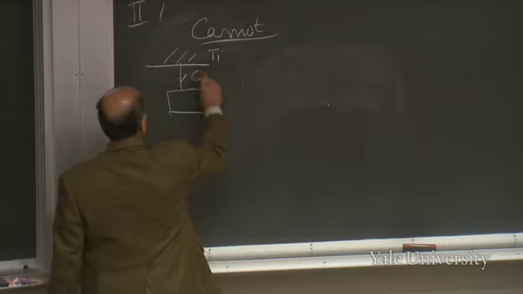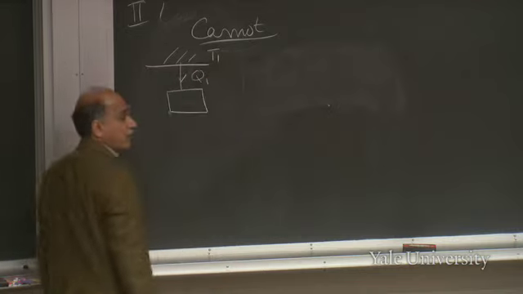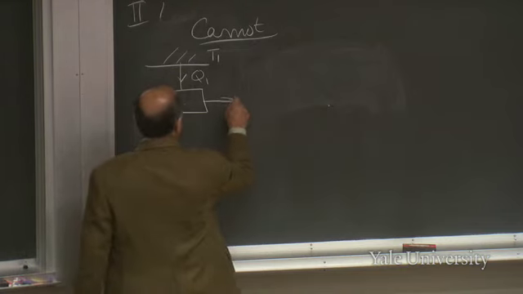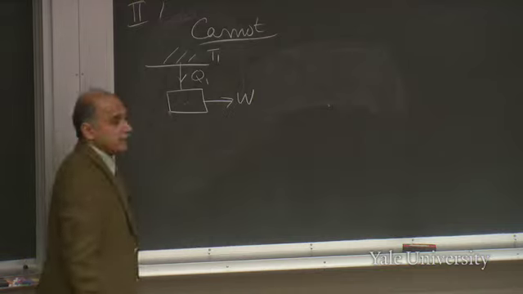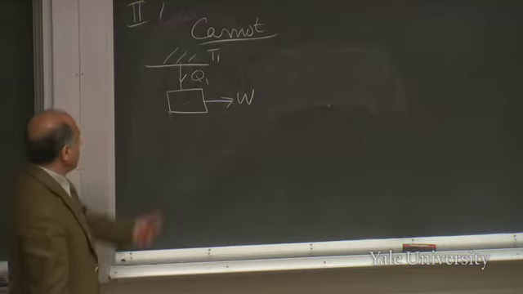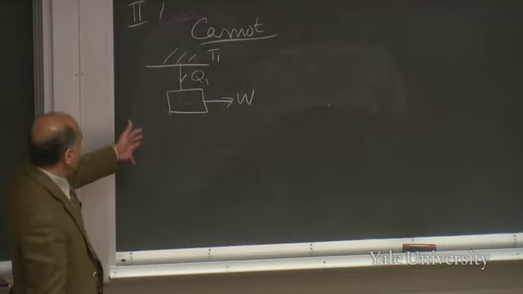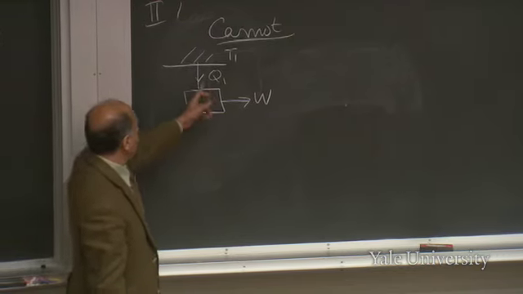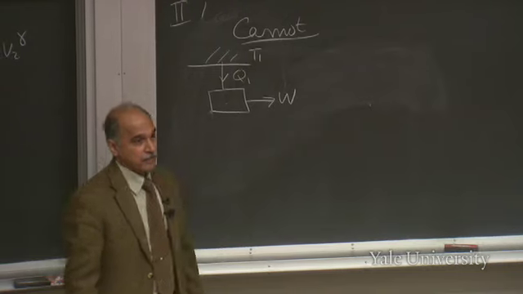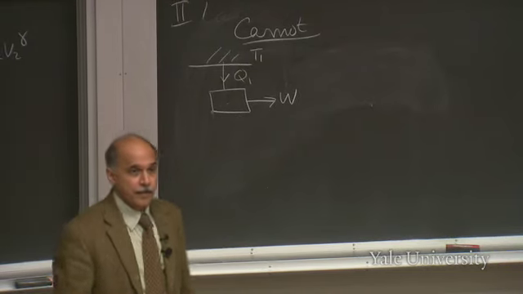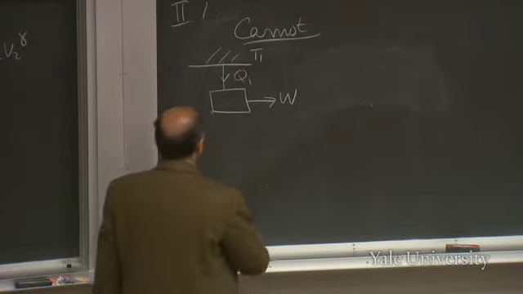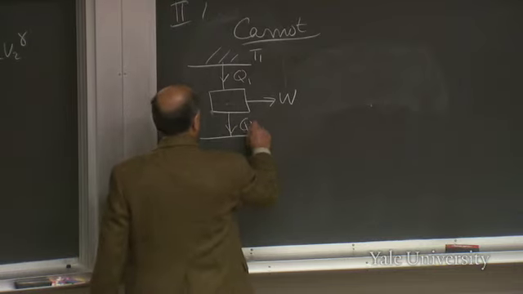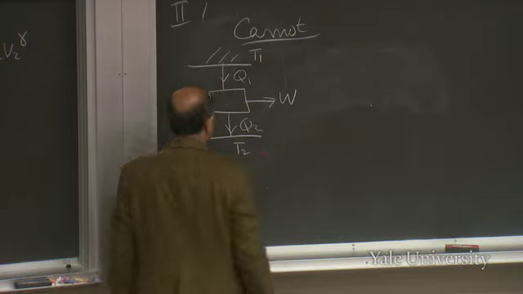Some amount of heat, Q1, is taken from a hot reservoir, and some amount of work is delivered. Now, here is an engine which, as drawn here, doesn't violate any of the laws of physics, provided Q1 is equal to W, then energy is conserved. In practice, you find that's not how engines work. The engine also rejects some amount of heat Q2 to a lower temperature T2.